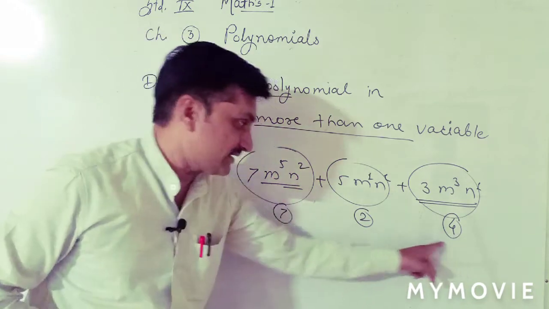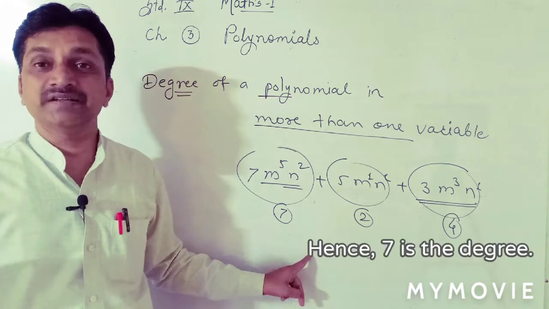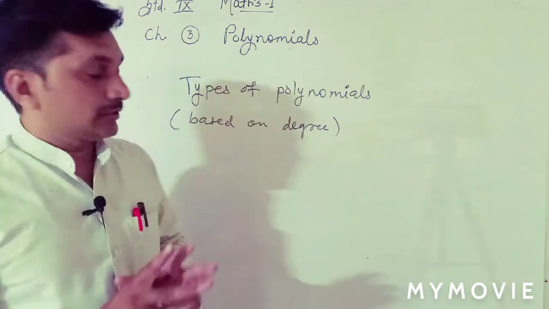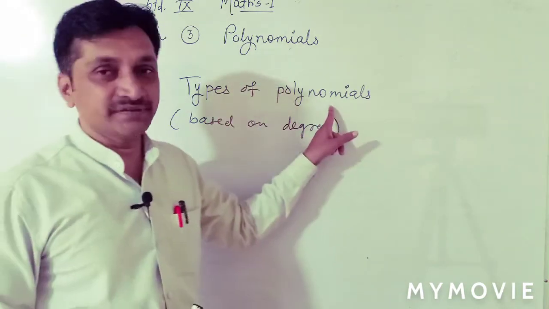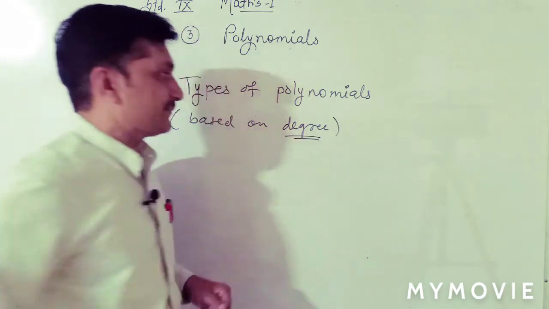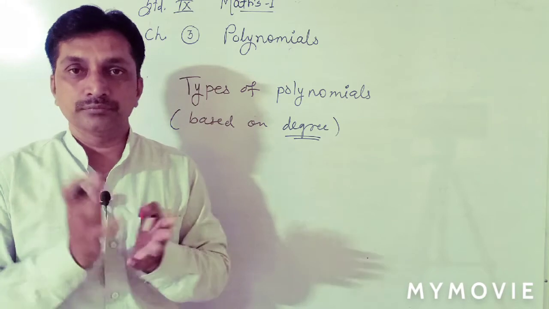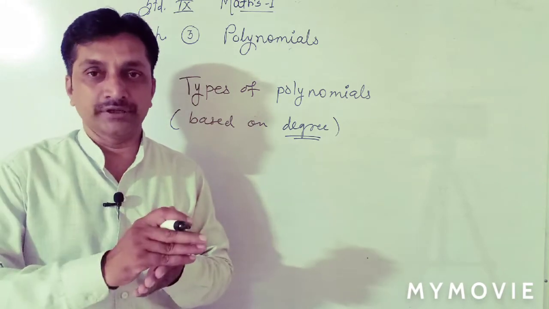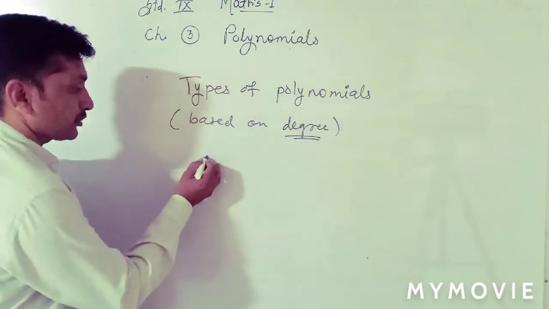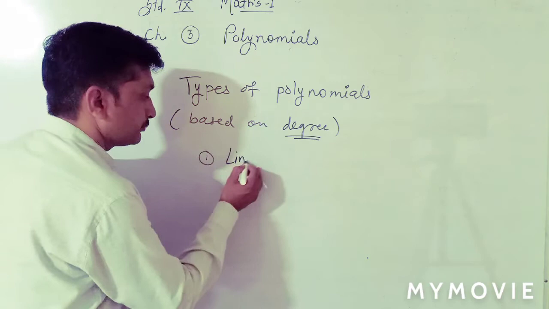And now you see the highest in that. Highest sum of powers. 4, 2, 7. What is highest? 7. Now, types of polynomials, but based on degree. Types of polynomials based on terms we studied: monomial, binomial, trinomial. Now based on degree, types of polynomials. First type is linear polynomial.